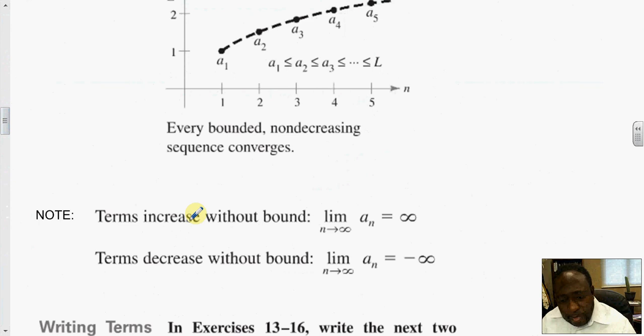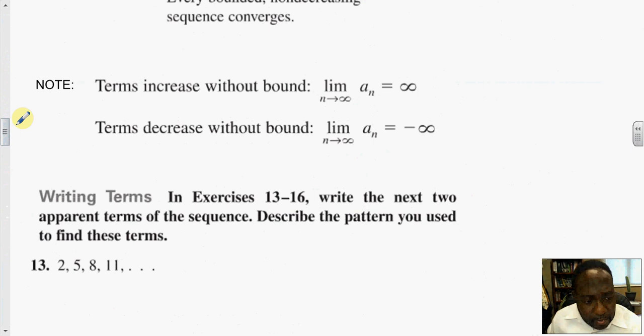The terms for the sequence, if they increase without bound, then we say that the limit is infinity. If the terms decrease without bound, then the limit is negative infinity. If it doesn't have a bound, that is, if the limit is infinity or negative infinity, the sequence does not converge. It would diverge.